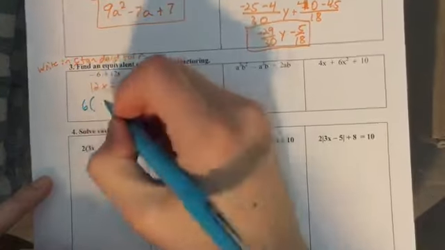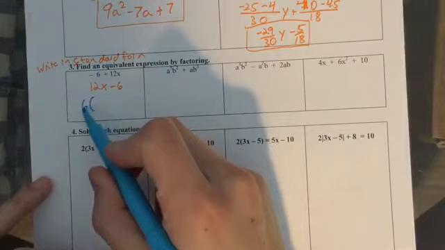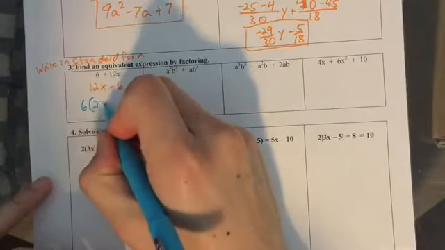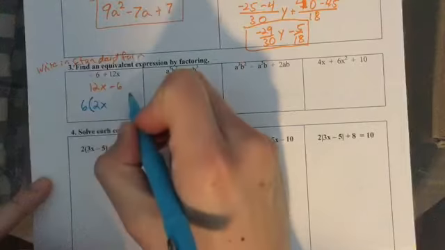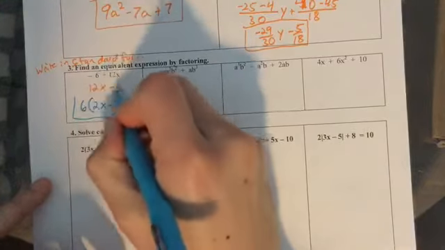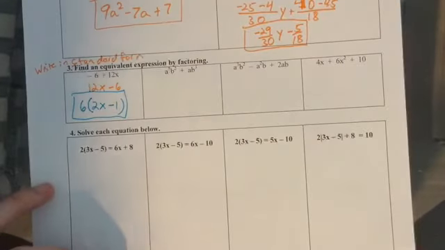Now we write the parenthesis, and I think to myself, well, okay, what would I multiply to 6 so I get 12x? That would be 2x. What would I multiply to 6 to get negative 6? Negative 1. Boom, and there we are. We are fully factored. So let's do it again there.